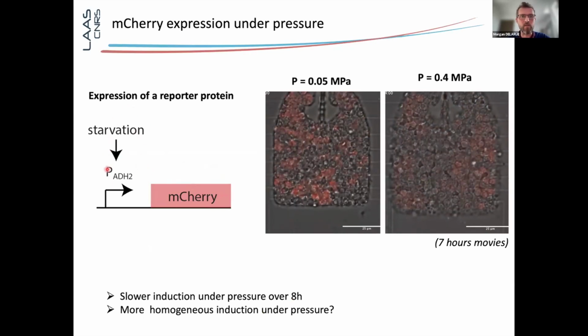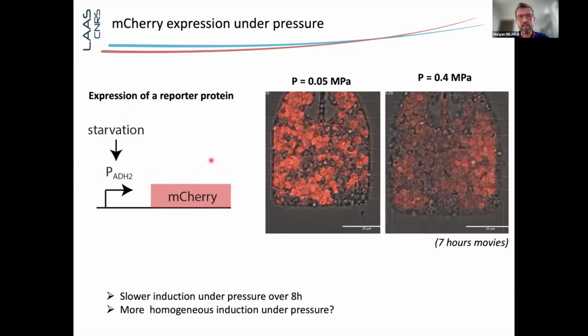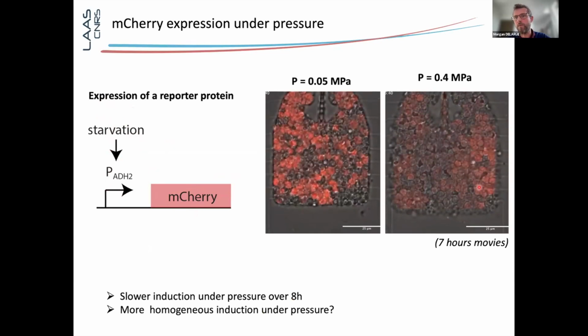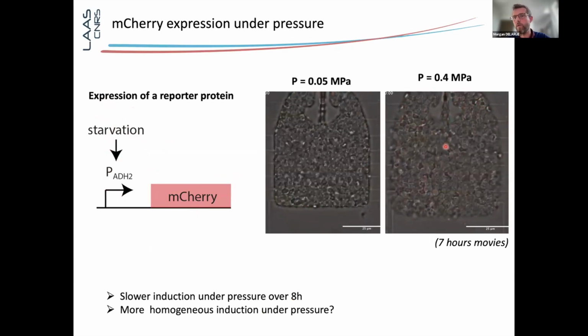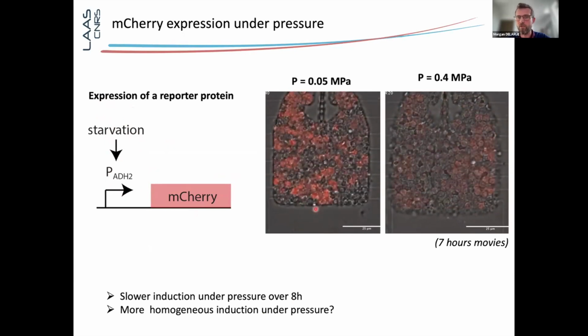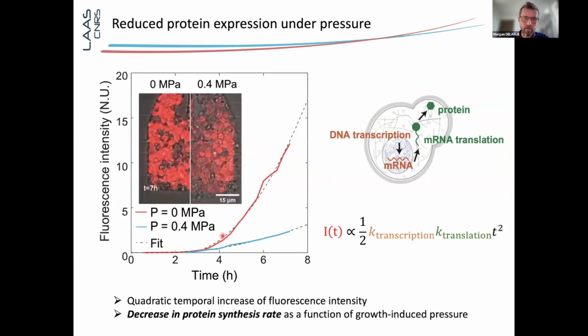So basically when we induce that promoter, in that case through starvation, the cells will accumulate a fluorophore, meaning that they will become more and more fluorescent. And then we can record the fluorescence intensity as a function of time at the single cell level. And that's the kind of curve that we have.